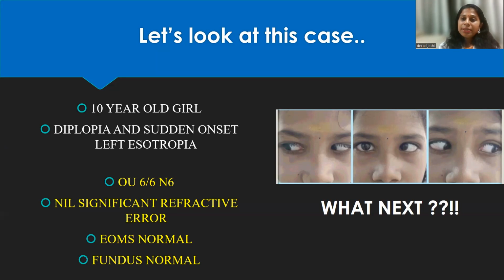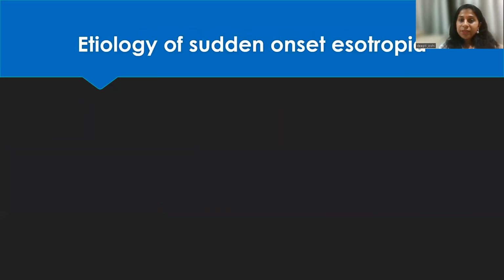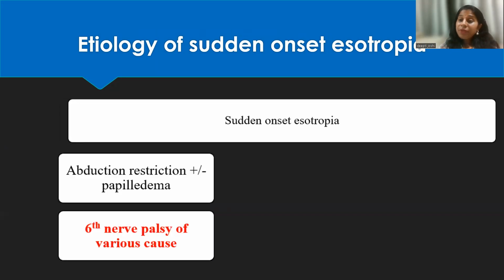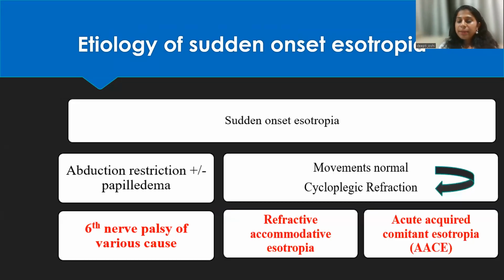Well, with the digital abuse after COVID infection, this has been a very common case in our pediatric OPD. So if you see any child with sudden onset esotropia, if there is an abduction restriction with or without papilledema, always consider it as a sixth nerve palsy. Could be viral, could be due to intracranial cause. But if the movements are normal, then proceed with cycloplegic refraction. If there is a significant hypermetropia, consider it as an accommodative esotropia, prescribe glasses.